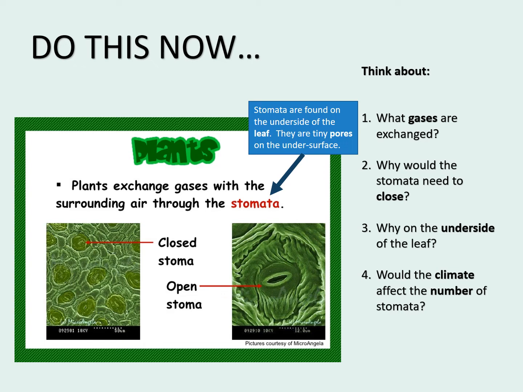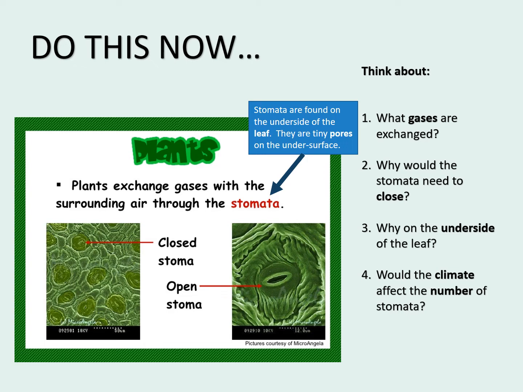Okay, so hopefully you've had a think about those. They are things that have been discussed in previous lessons, apart from number four. So question number one, what gases are exchanged? Carbon dioxide will move into the leaf through the stomata, and oxygen will leave the leaf through the stomata. Number two, why would the stomata need to close? That is going to be to do with today's lesson, if it is losing too much water.